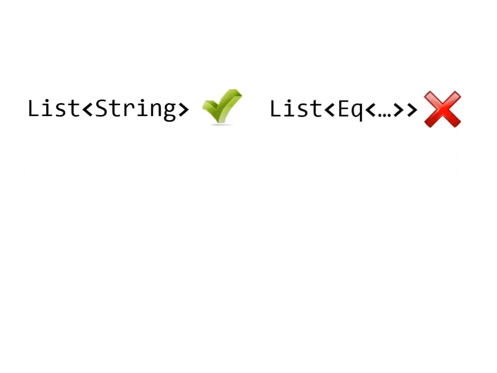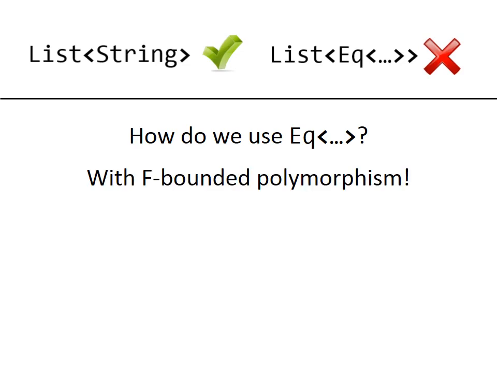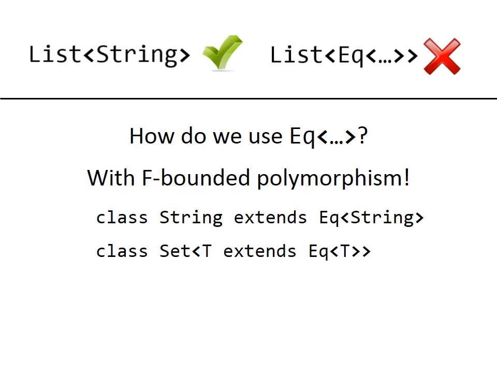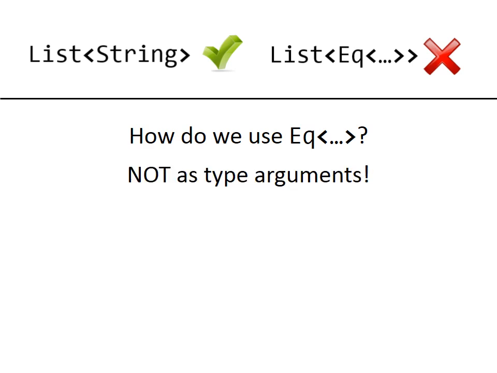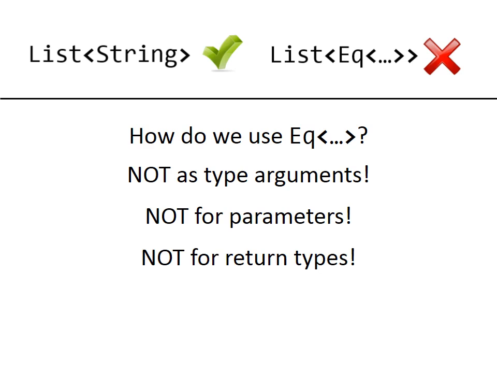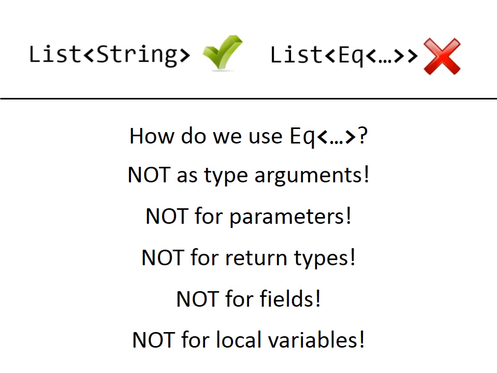Well, let's look at how we use equatable. We use it with f-bounded polymorphism. That is, we use it to specify that strings are equatable with other strings, and then we can use it as a type variable constraint to specify that any instantiation of a type variable must be equatable with itself. On the other hand, we do not use them as type arguments, and upon further investigation, our industry friends told us that we also do not use them for method parameters. We also do not use them for return types. We do not use them for fields, and we do not even use them for local variables.